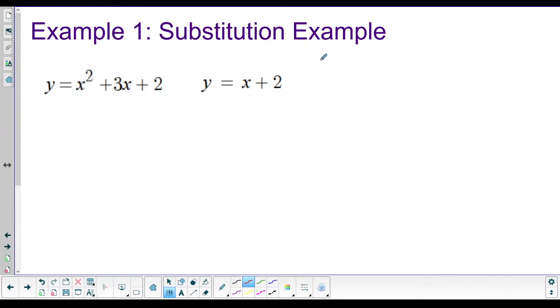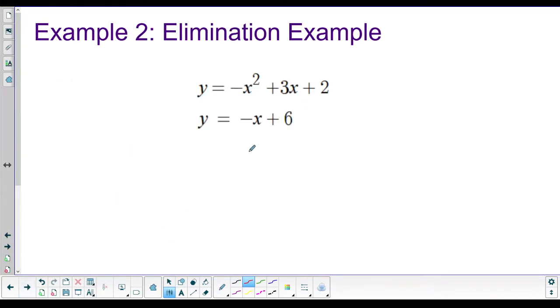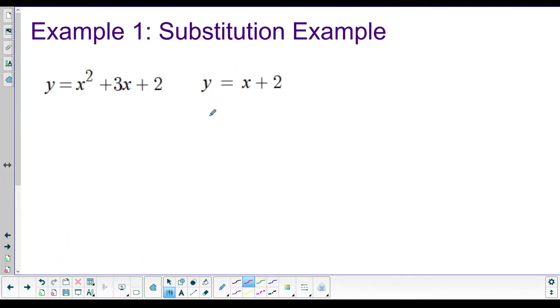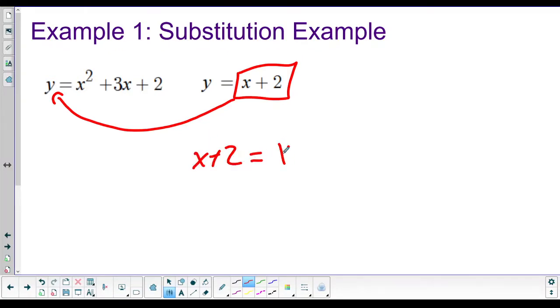So let's try the substitution one. Remember, substitution is a good option anytime you have one variable isolated like this. So this one might be a good one for substitution because you have a variable isolated. So we're going to substitute. We're going to take x plus 2 and plug it into that y. So when we do that, we have x plus 2 equals x squared plus 3x plus 2. All right, this is what you have to solve now.